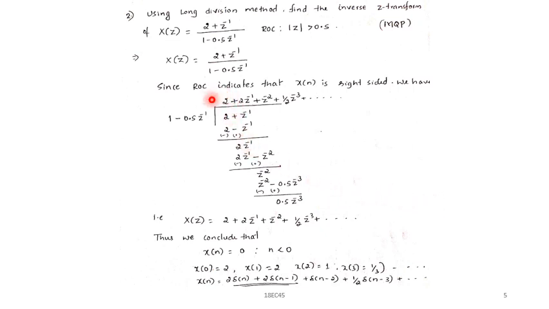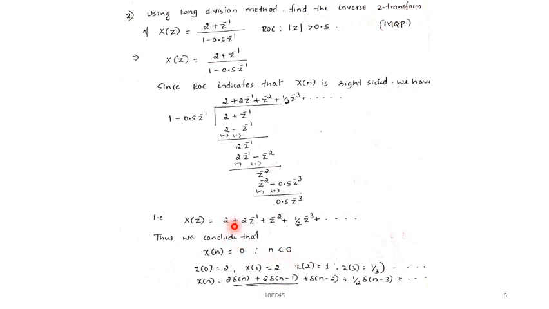Now I can write x of z is equal to 2 plus 2 z inverse plus z to the power minus 2 plus 1 by 2 z to the power minus 3 plus so on. Thus we can conclude that x of n is equal to 0 for n less than 0, because I got negative powers of z, and when it is negative powers of z, generally we get a right-sided sequence. Therefore, x of n is equal to 0 for n less than 0. And then I'll just compare the coefficients of x of z.